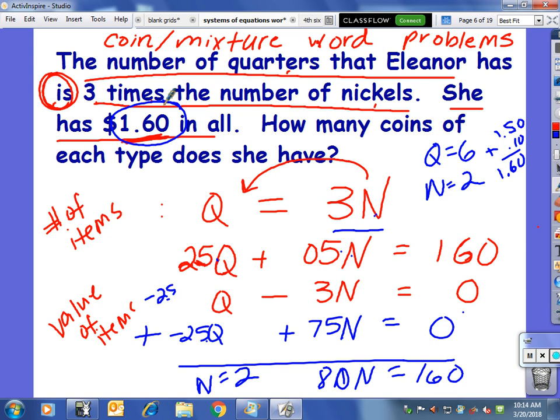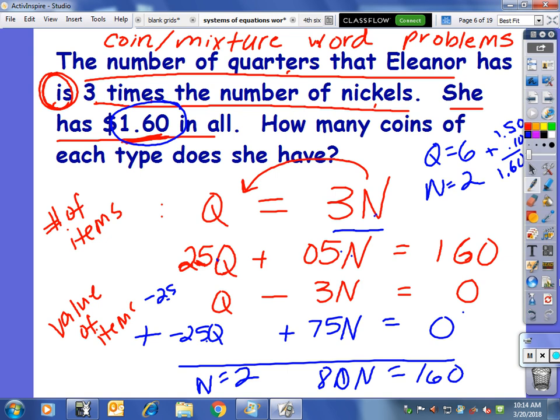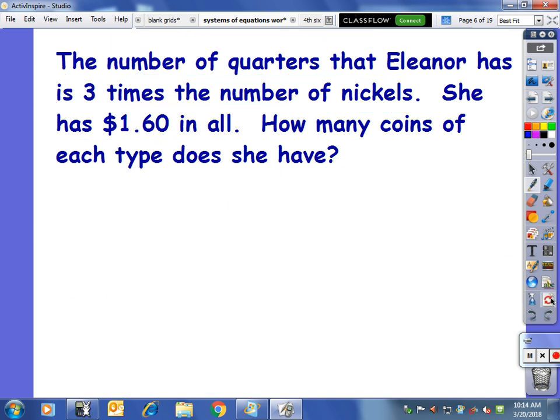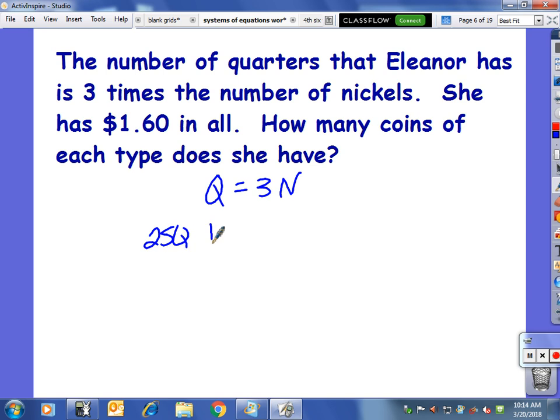So you're guessing and checking, basically. But you're not always going to have a simple equation to guess and check from. So I want you to pick a method you like and go with it here. Let's go back to the beginning. q equals 3n and 25q plus 5n equals 160. The first time I did this, I did it substitution. It's set up real nicely for substitution. Sometimes that's easier.